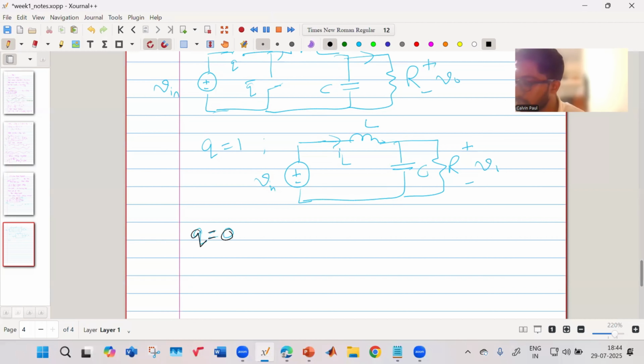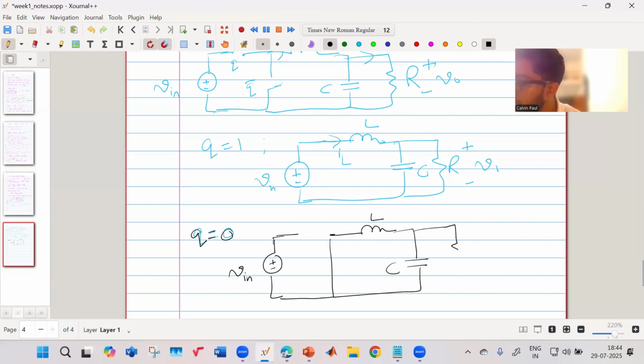When Q equal to 0, this is my VN. VN is disconnected now from the circuit. And then this is your L, this is your C, and this is your R. This is your IL. So your IL actually flows like this. This is how your IL flows. Now, this is your I output. This is your I out.